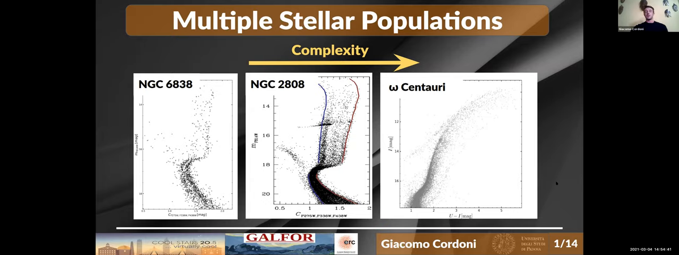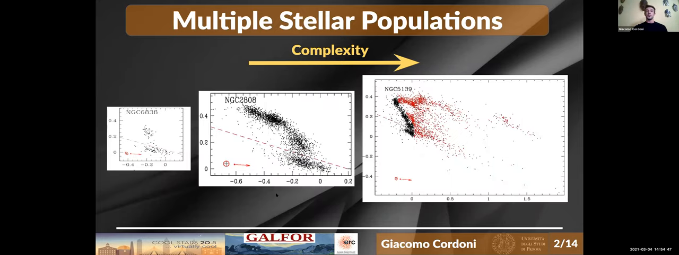I guess the complexity of this phenomenon is already clear by looking at these three CMDs, but that becomes even clearer when we look at the chromosome map. That is probably the best tool to, first of all, identify and then study multiple stellar populations. For instance, in the simplest case, different stellar populations define two very separate groups of stars, which makes it relatively easy to identify them. However, the case of Omega Centauri is kind of a mess, and it's very difficult to identify different groups of stars. So the multiple population phenomenon, as has already been said, is very complicated.